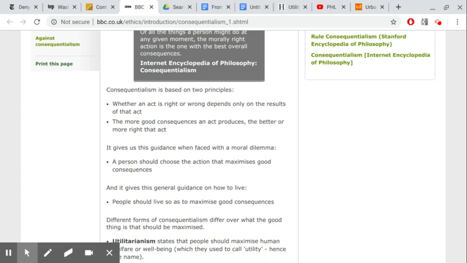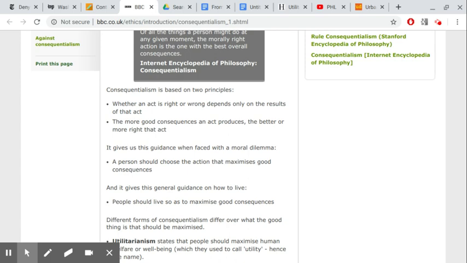But the idea of consequentialism is a simple and really a familiar idea. Most important, whether an act is right or wrong depends only on the results of that act. And an ancillary principle here: the more good consequences an act produces, the better or more right that act is. This is something I think that we're all familiar with.